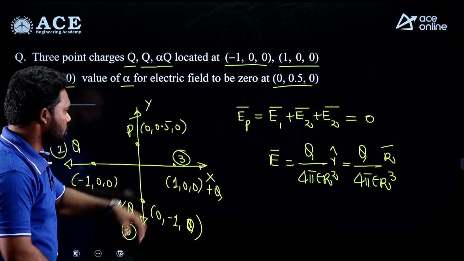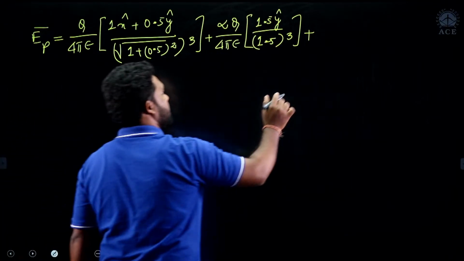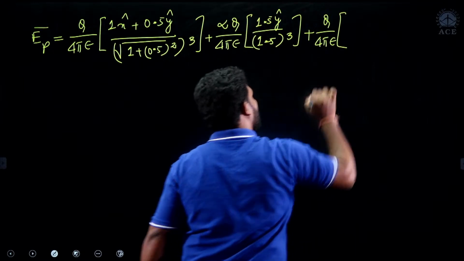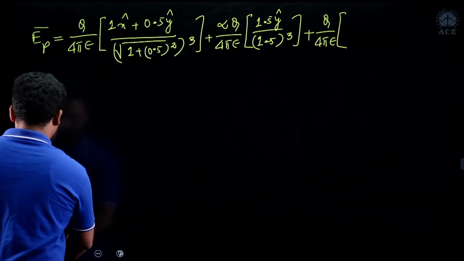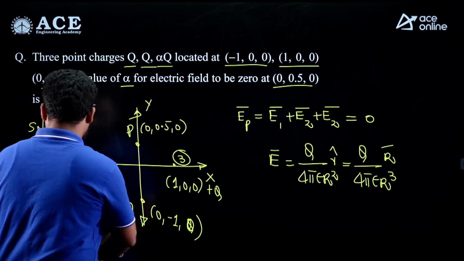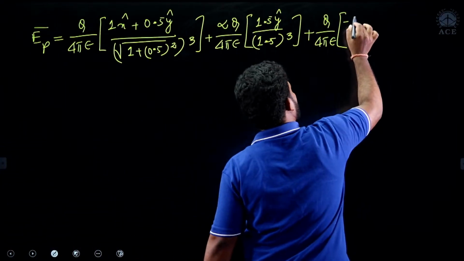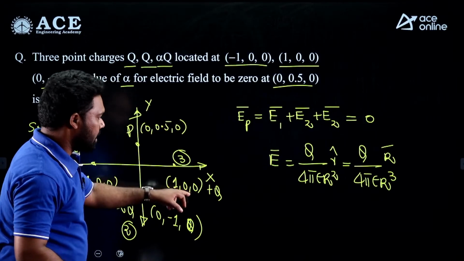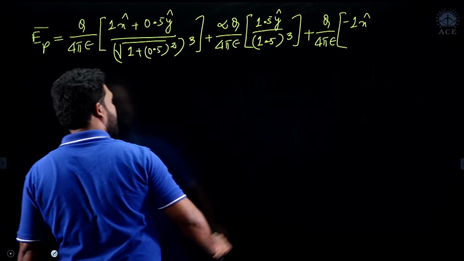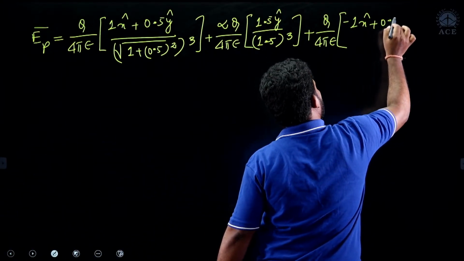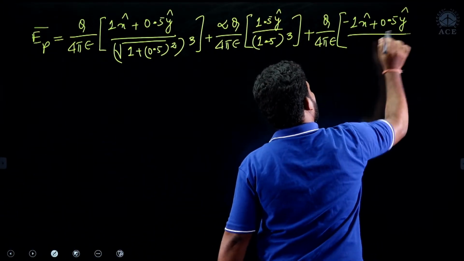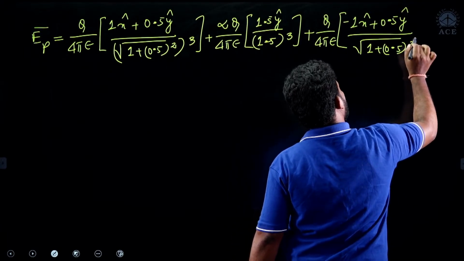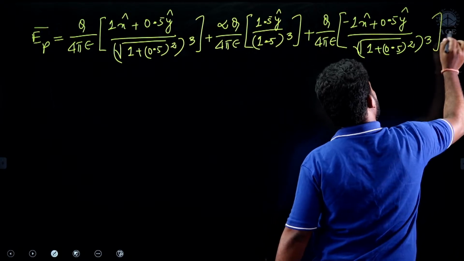Plus one more term between these two, so it is Q divided by 4 pi epsilon times the vector divided by its magnitude cubed. What is the vector? It is 0 minus 1, it is minus 1 x cap, and 0.5 minus 0, it is 0.5 y cap, divided by square root of 1 plus 0.5 whole square, whole cube, which is equal to 0.